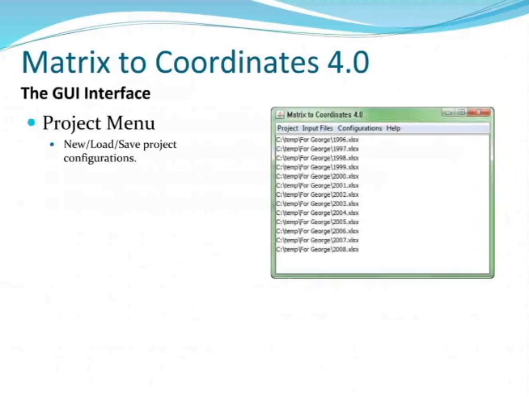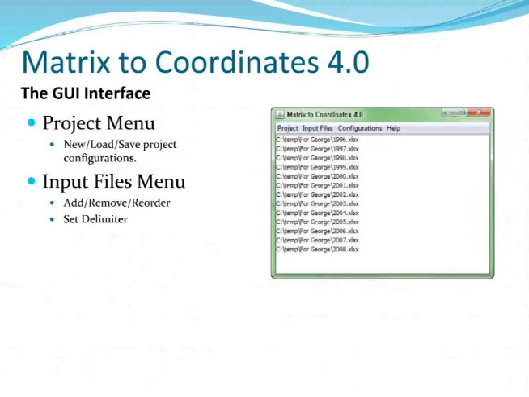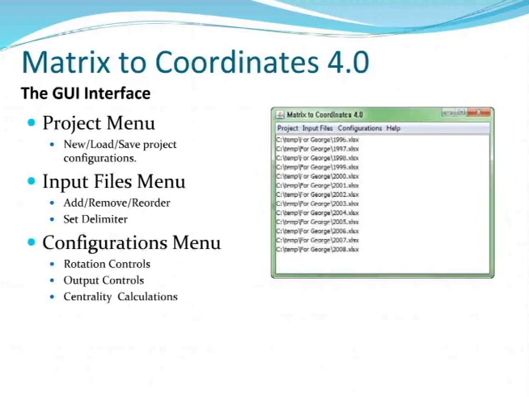Now, matrix to coordinates is a very simple application. What you're seeing is a snapshot of it with some data, and the data happened to be for George Barnett. What you'll notice is that there are a couple menus at the top. A window will tell you what data you have loaded, and that is basically it. The project menu lets you load, save, and set up new projects. It's also where the run option is to run your coordinate generation. The input files menu will let you add, remove, and reorder your input files.